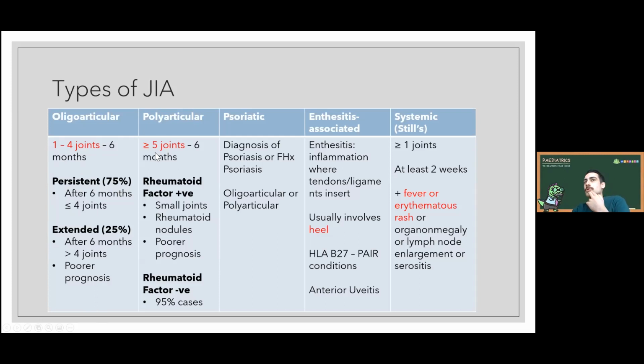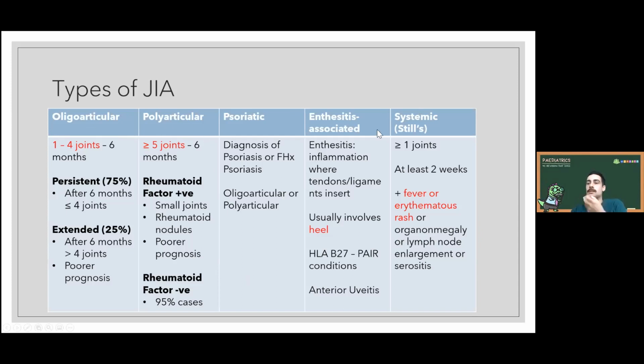Polyarticular is 5 or more joints. If it's rheumatoid factor positive, like I was talking about before, it's usually a poorer prognosis and presents more like a rheumatoid picture, but more commonly, in 95% of cases, it's rheumatoid negative. Psoriatic JIA comes to a diagnosis if there's a family history of psoriasis or they are diagnosed with psoriasis as well, and it can have an oligo or polyarticular picture.